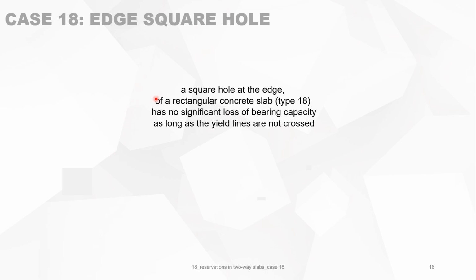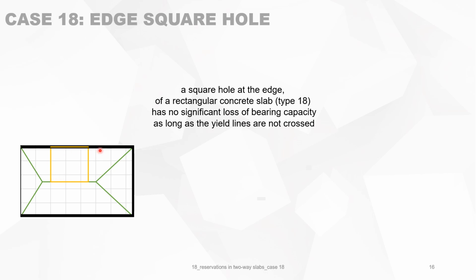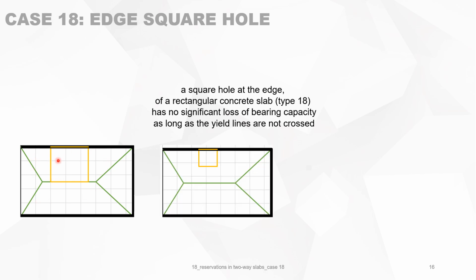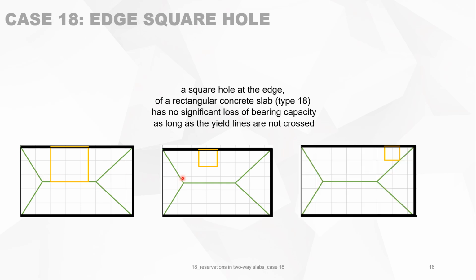As a conclusion, a square hole at the edge of a rectangular concrete slab type 18 has no significant loss of bearing capacity as long as the yield lines are not crossed. So you have a visualization of it. It's a square hole like this with different sizes, but when you do not cross or cut the yield lines, then it is fine. It is okay.